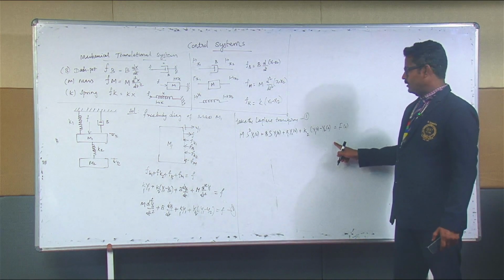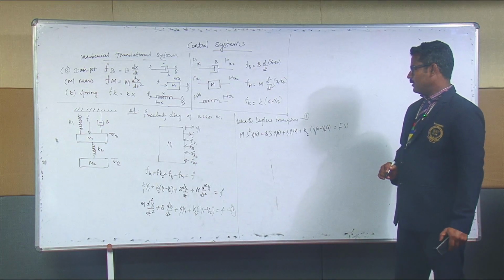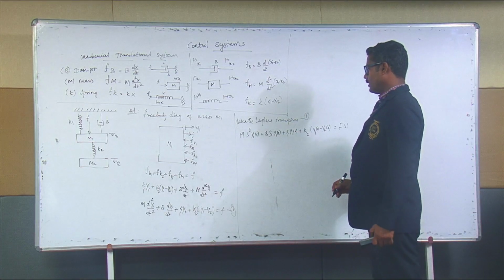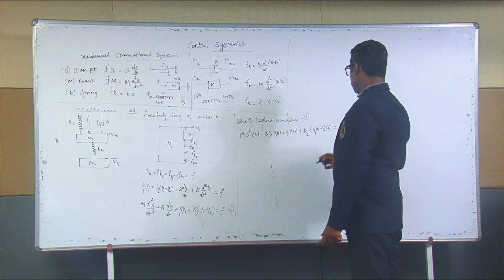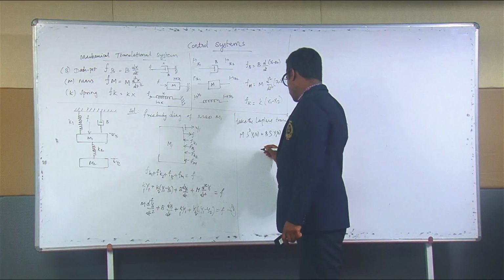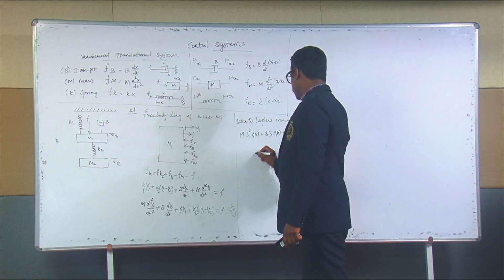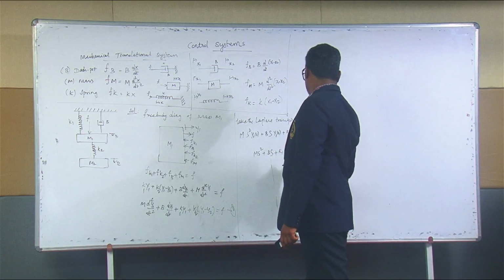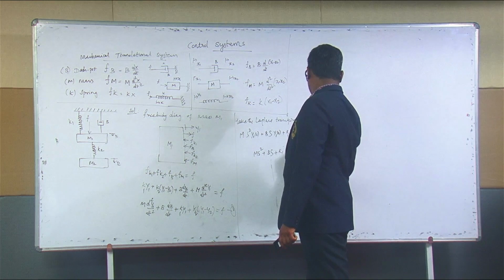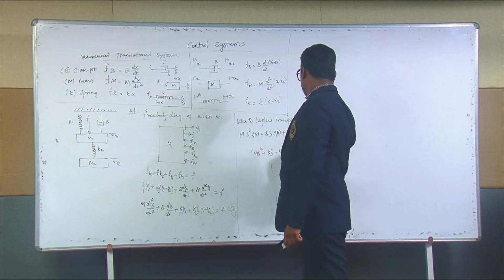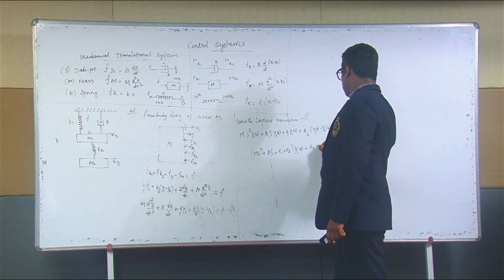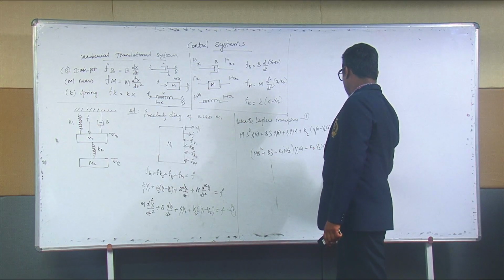Okay, so we are getting this mechanical equation. This is the final equation for mass 1. Again you can take y1 and y2 common, then we get the simplified equation: m into s square plus b into s plus k1 plus k2, into y1 of s, minus k2 into y2 of s, equals f of s.